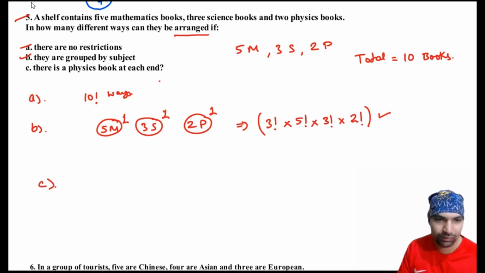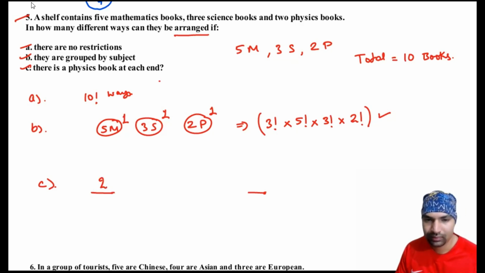Now coming on to the C1, there is a physics book at each end. Okay, so let's fix them. So in how many ways can I keep the first place with physics books? There are 2. So the first place could be filled by 2 ways. And then once one physics book is placed in the first place, there is only one way to fill the last.